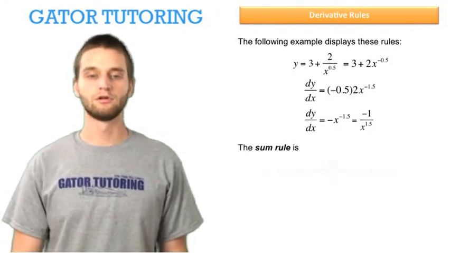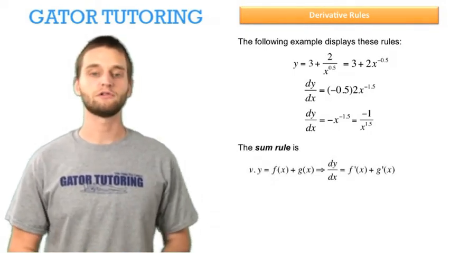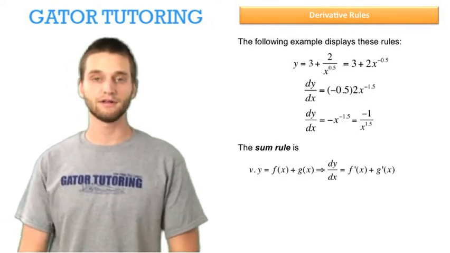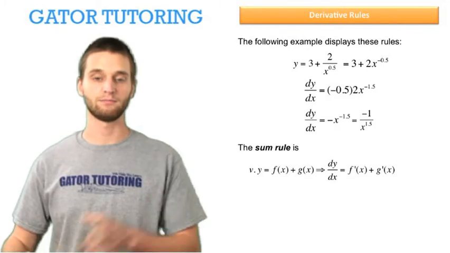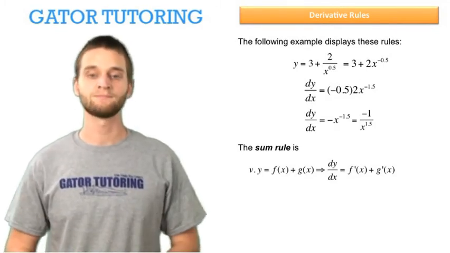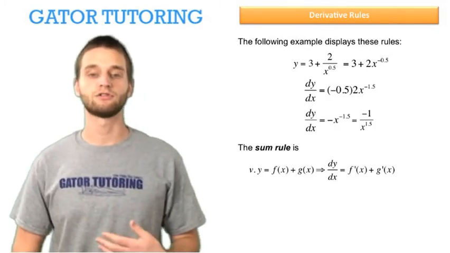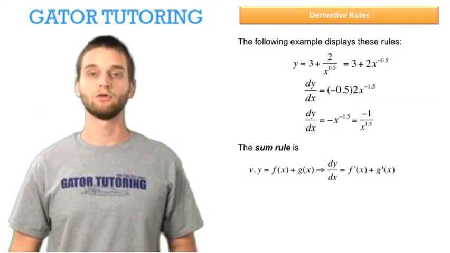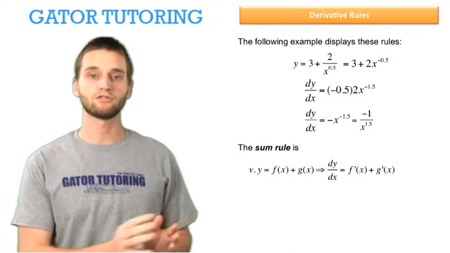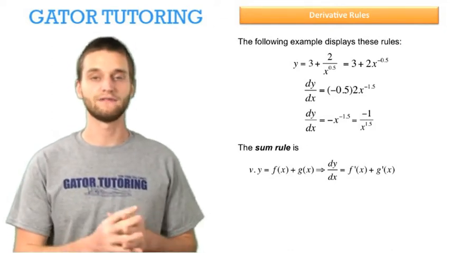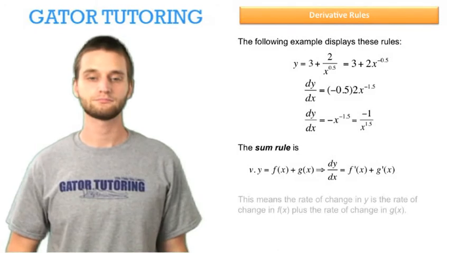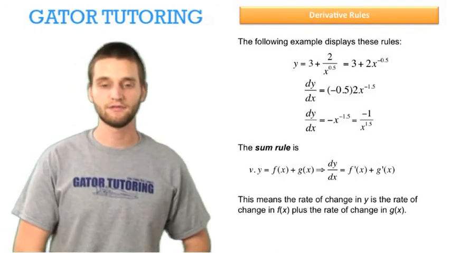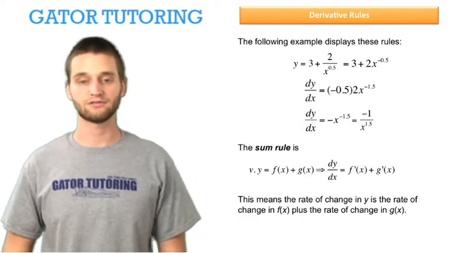The sum rule is if y is equal to f of x plus g of x, so it's just a function of x plus a function of x, but they're two separate functions, f and g, then the derivative is just the derivative of f of x plus the derivative of g of x. So the derivative carries over addition. You just take the derivative of each term that's being added. This means that the rate of change in y is the rate of change in f of x plus the rate of change in g of x.